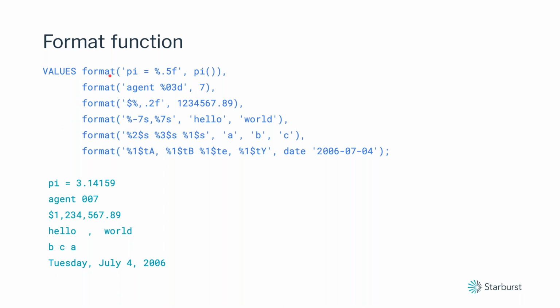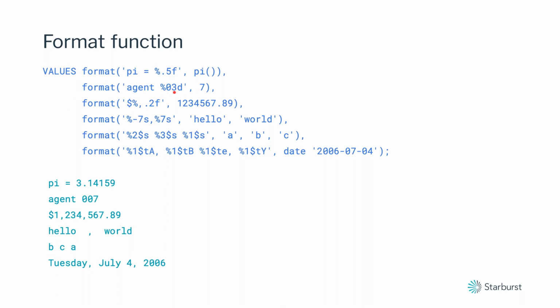these examples here, the first one, we've got the pi function in Presto, which just returns the value of pi. And we say pi equals, and then %.5f. This is a format specifier. The dot means to put a decimal point in here, and the 5 says to format it with 5 decimal places, and the f says to format it as a floating point number. And we can see that it outputs pi with 5 decimal places.